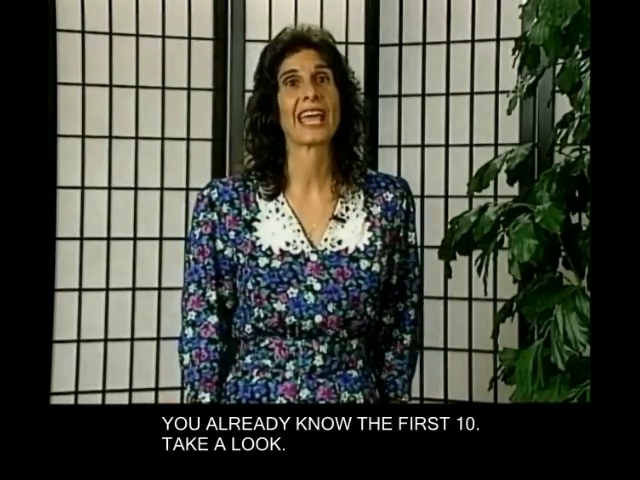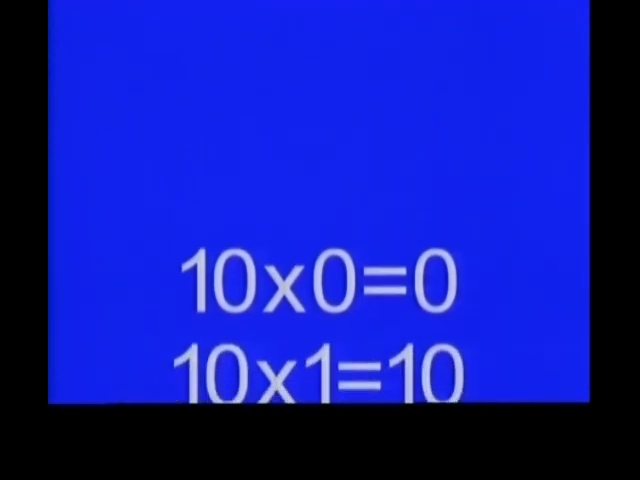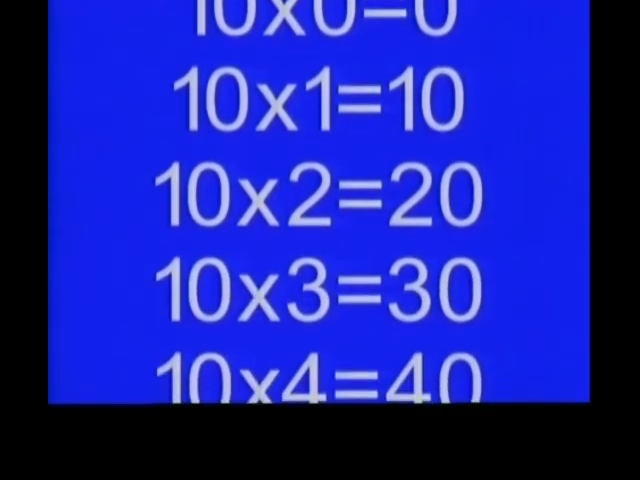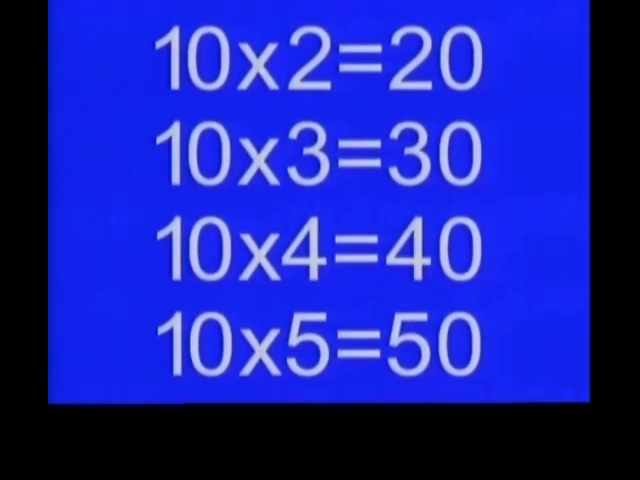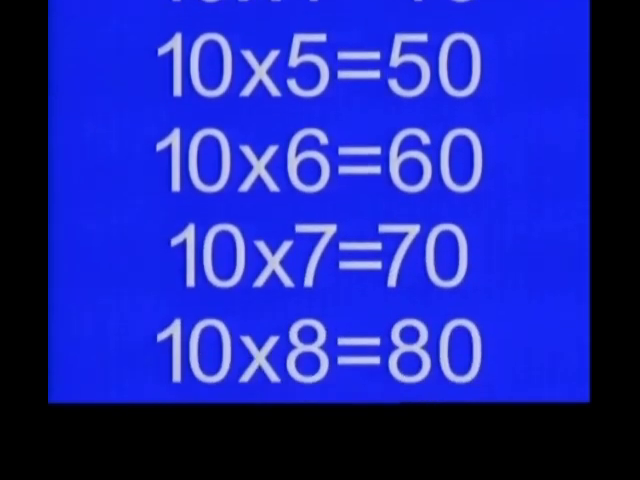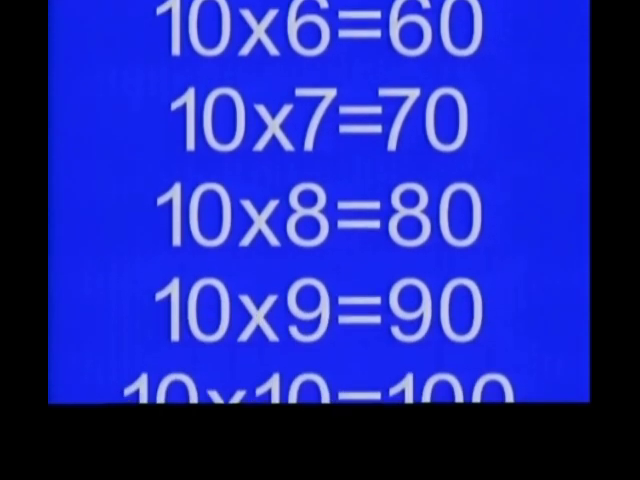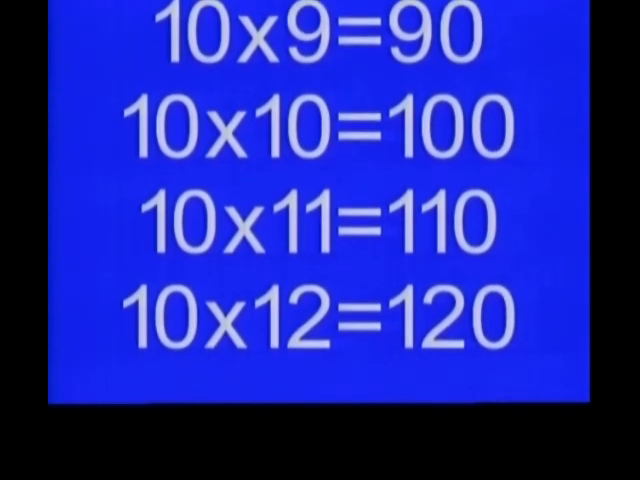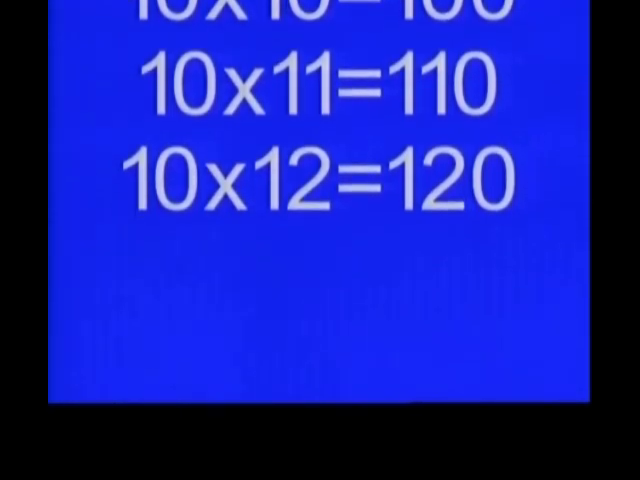10, 20, 30, 40, 50, 60, 70, 80, 90, 100, 110, 120. You already know the first 10. Take a look. 10 times 0, 0. 10 times 1 is 10. 10 times 2, 20. 10 times 3 is 30. 10 times 4 is 40. 10 times 5 is 50. 10 times 6 is 60. 10 times 7 is 70. 10 times 8 is 80. 10 times 9 is 90. 10 times 10 is 100. 10 times 11, 110. 10 times 12, 120.